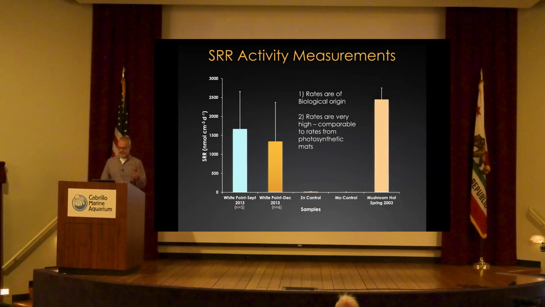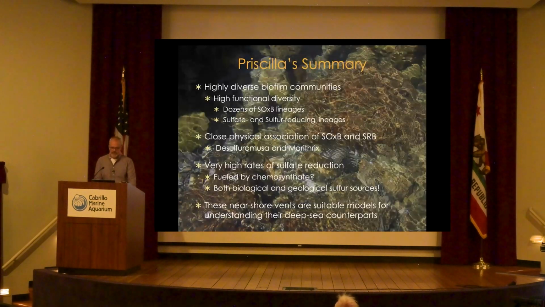And interestingly enough, if you compare this with the rates that I obtained from that hot spring in Yellowstone National Park I showed you earlier, these rates are very similar to rates that I got in that spring. So this seems to be an important process in this system, which was pretty cool. Both chemosynthetic and photosynthetic mats have this. So as just a quick summary of Priscilla's work, she found this very diverse community with lots of sulfur action going on, including these sulfur oxidizers and reducers, very high rates of sulfate reduction, which might be fueled by the carbon fixation and the chemosynthesis inherent in the system. And she concluded that these nearshore vents are actually pretty similar to the deep sea hydrothermal vents as well.